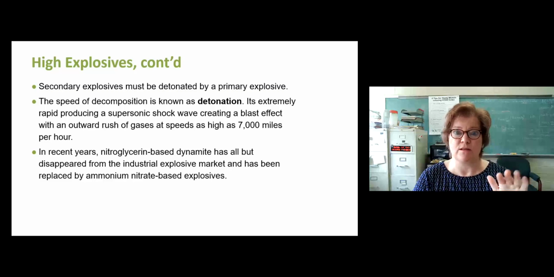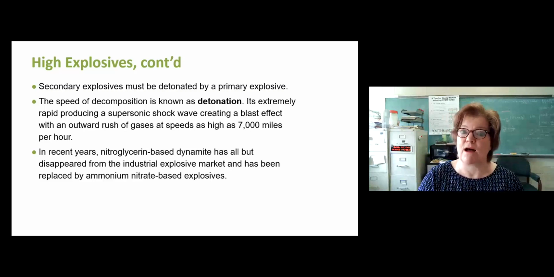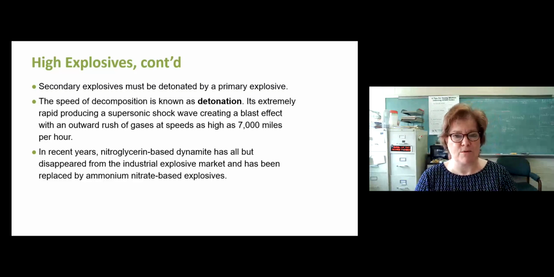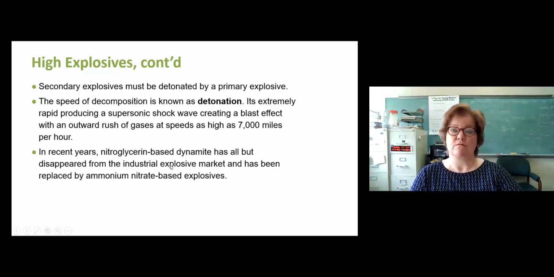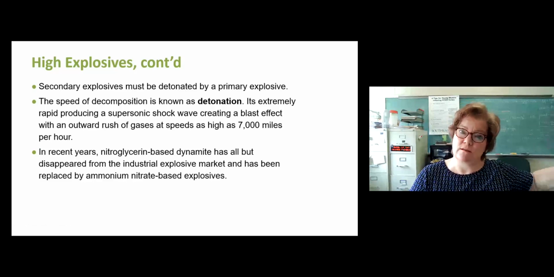I want you to know that for low explosives, we're going to use the term deflagration to talk about how quickly they go off. And for high explosives, we're going to use the term detonation. We don't use a lot of nitroglycerin-based dynamite anymore. Remember, nitroglycerin was the low explosive.